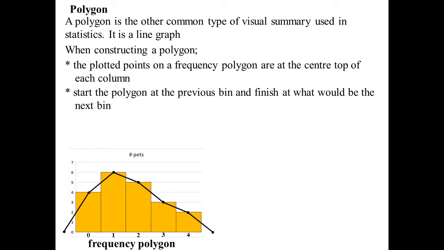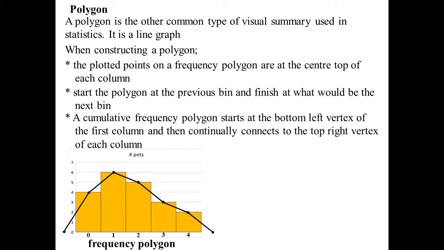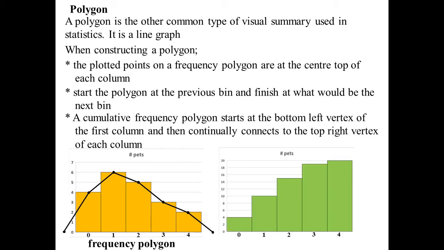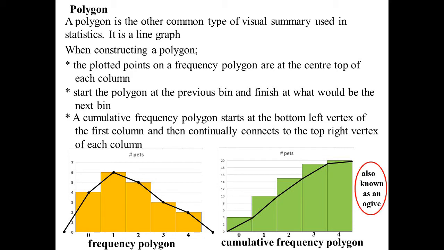But the other thing we do is we start and finish at what would be the next bin or the one prior. So on the right hand side, I join up to where 5 would be. And on the left hand side, it's a bit strange because of course you couldn't get -1 pets, but you would join up to where -1 would be. And there's our polygon. Now for a cumulative frequency one, we start at the bottom corner of the first column, and then we join it to the opposite vertex. And then we keep joining it to the opposite vertex, and so on. Another name for a cumulative frequency polygon is the ogive.